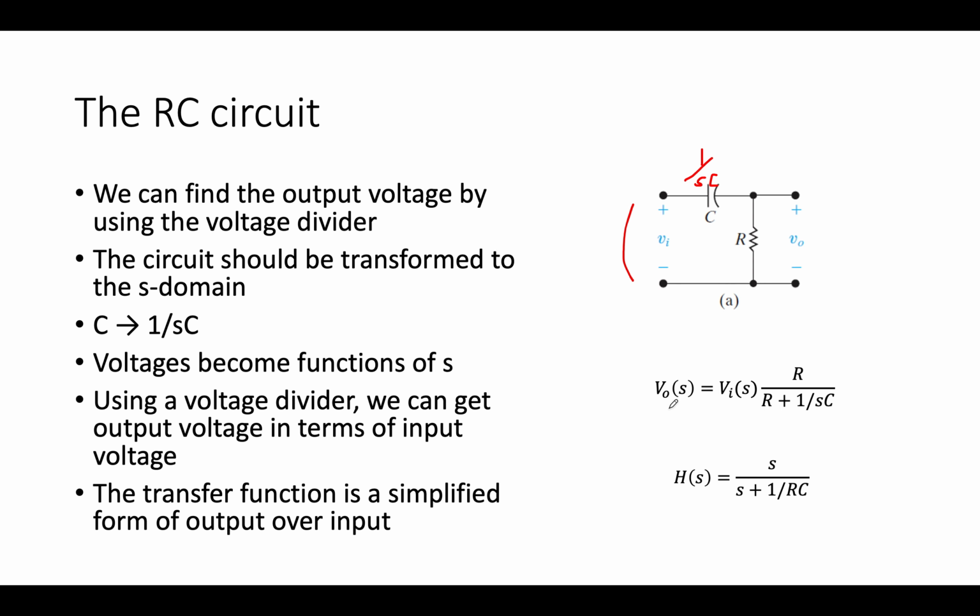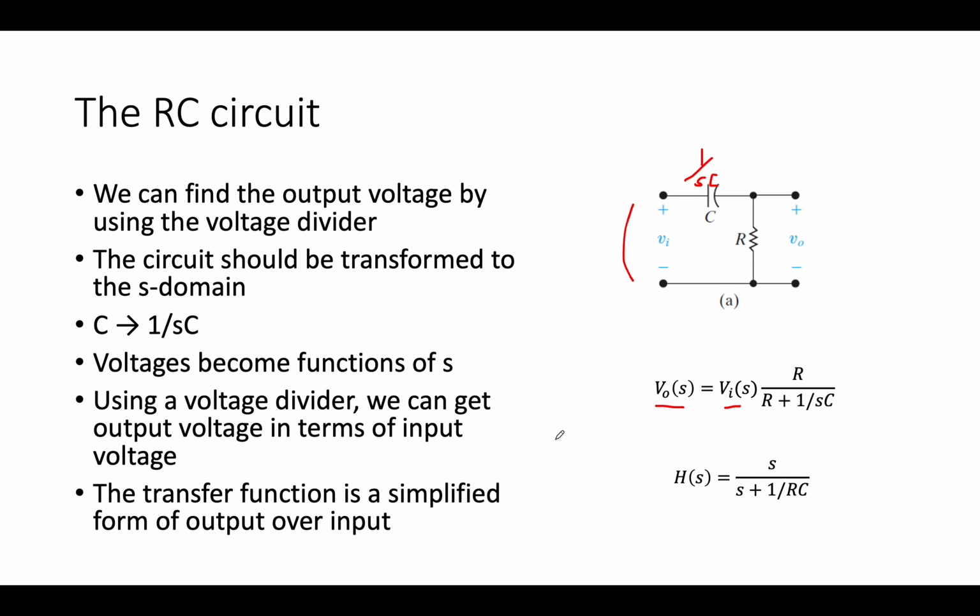It's a simple voltage divider. So I just take the voltage across the impedance that I want, which is R, and then I divide that by the sum, R plus 1 over SC, multiplied by the input voltage, and that's going to be my output, the simple voltage divider rule.